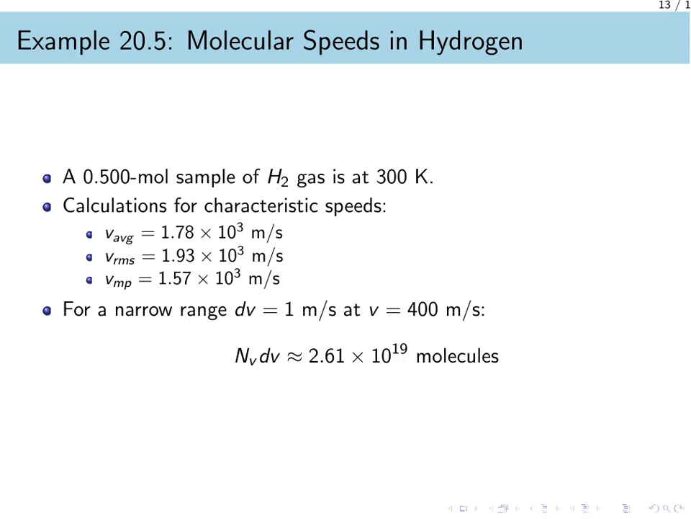If we want to find the number of molecules in a very narrow range, say a range of 1 meter per second at a speed of 400 meters per second, we find there are approximately 2.61 times 10 to the 19th power molecules in that specific interval.